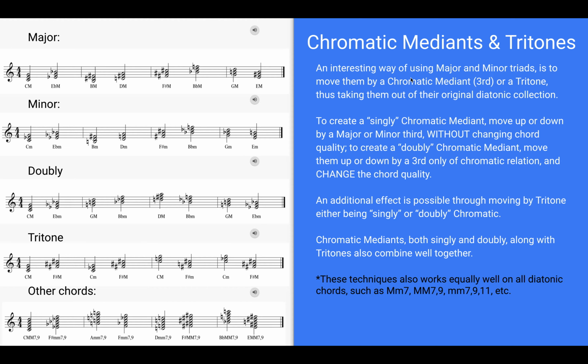An interesting way of using major and minor triads is to move them by a chromatic mediant, a chromatic third. I'll tell you what that specifically means in a second. Or a tritone, thus taking them out of the original diatonic context. To create a singly chromatic mediant, singly meaning single, move up or down by a major or minor third. You're basically transposing the chord without changing chord quality, i.e. major to major, minor to minor, moving up or down.